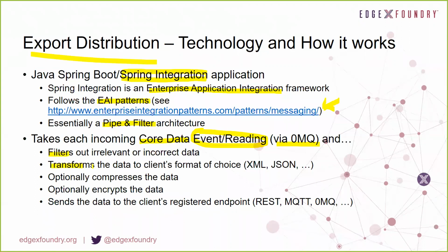It provides for transformation of the data. In particular, the EdgeX export distribution service today allows you to transform the data into either XML or JSON format. It allows you to additionally or optionally compress the data, another type of transformation, or even encrypt the data with one very simple encryption algorithm today, which we'll talk about coming up in just a bit.